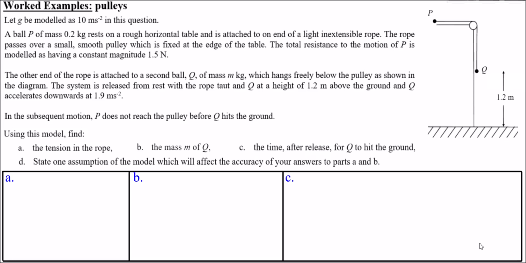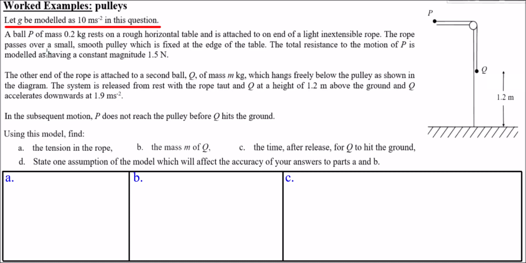So here it is, the final example. Importantly, I know it's almost going to be second nature now to think of g as being 9.8, but always read the question carefully. It does say let g be modelled as 10 meters per second squared in this question. So if you don't follow that instruction, you'd be liable to lose marks. As harsh as that sounds, you need to follow it carefully.